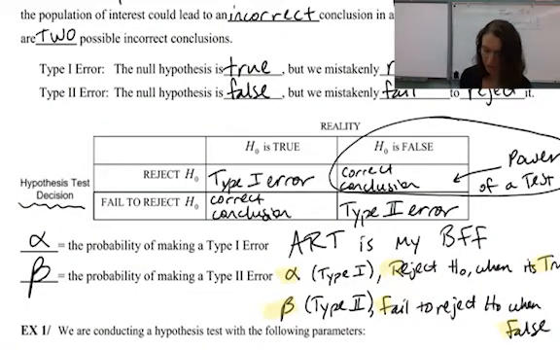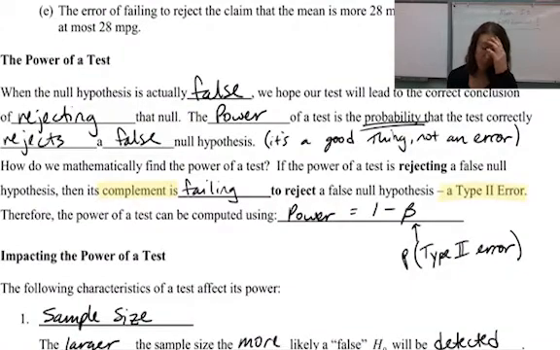is rejecting the null hypothesis when the null was false. It's a good thing. It's a correct conclusion. So power of a test, when the null hypothesis is actually false, we hope our test will lead to the correct conclusion of rejecting our null hypothesis. The power of the test is the probability that the test correctly rejects a false null hypothesis. So it's a good thing. It's not an error.